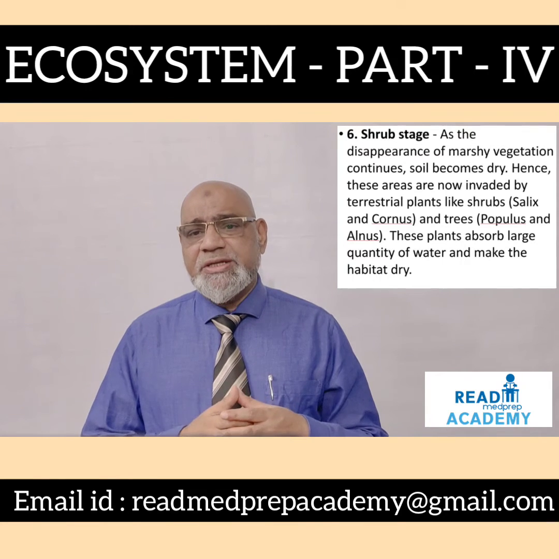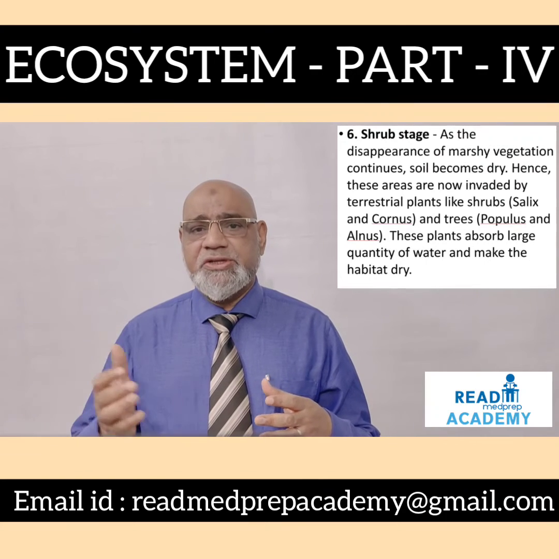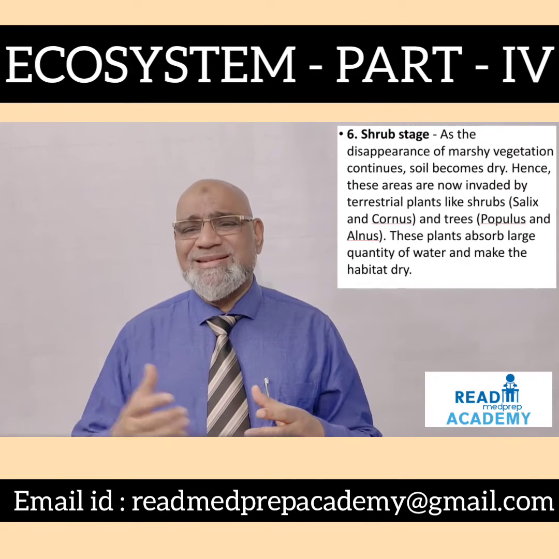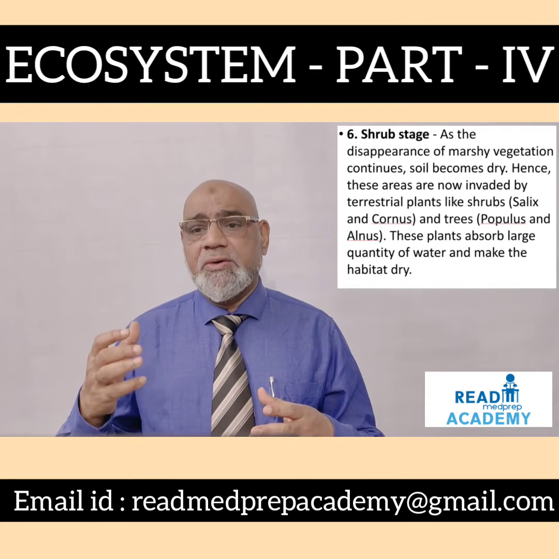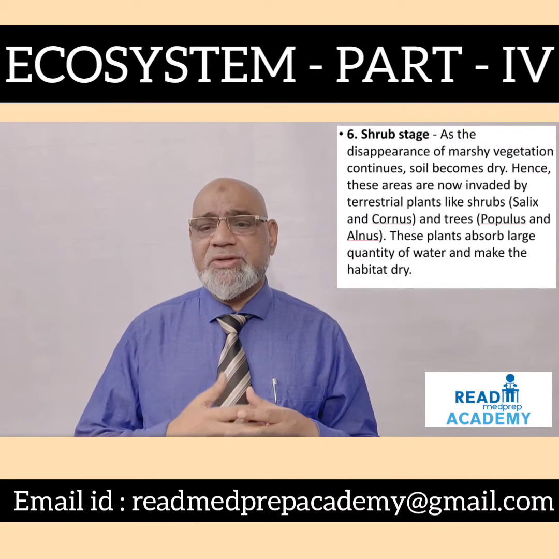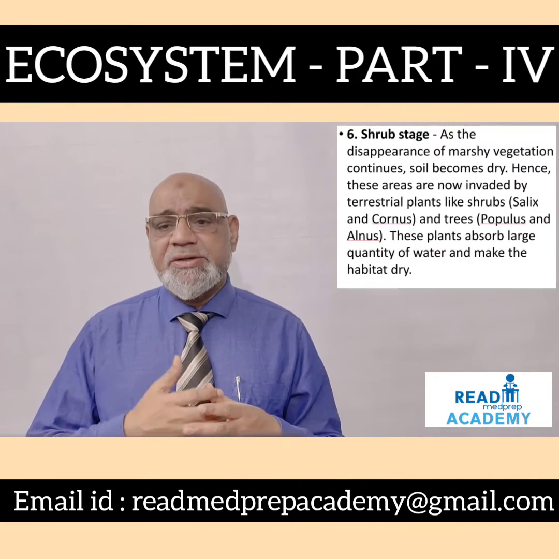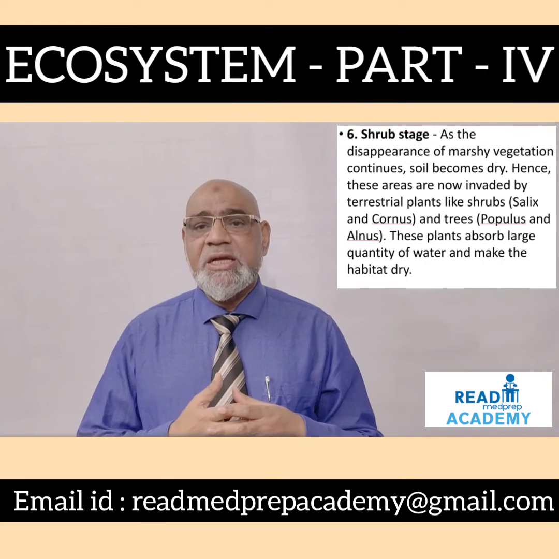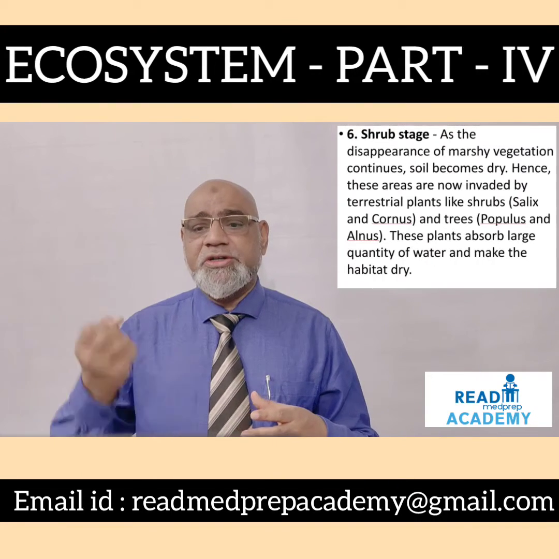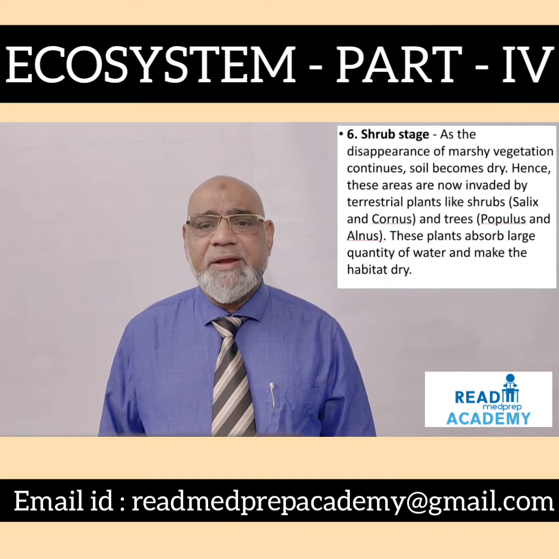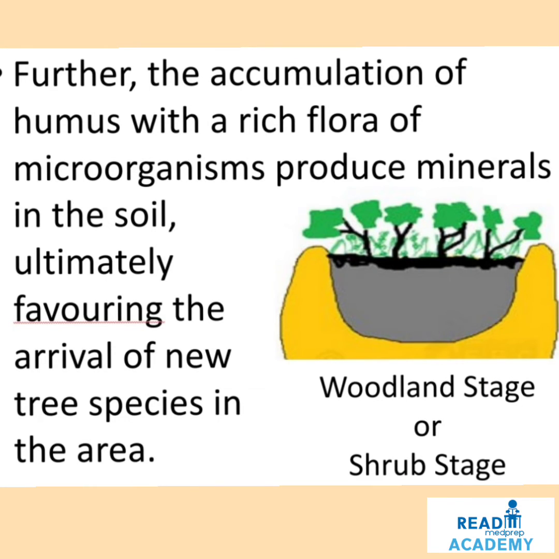The shrub stage. As the disappearance of the marshy vegetation continues, the soil becomes dry. Hence, these areas are now invaded by terrestrial plants like shrubs, Salix and Cornus, and trees like Populus and Alnus. These plants absorb a large quantity of water and make the habitat dry. Further, the accumulation of humus with a rich flora of microorganisms produces minerals in the soil, ultimately favoring the arrival of new tree species in the area. On the right side image, you can see the woodland stage or the shrub stage.